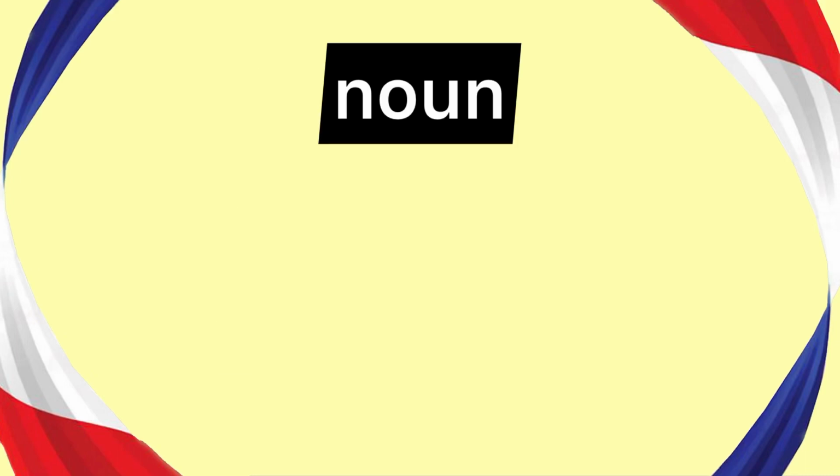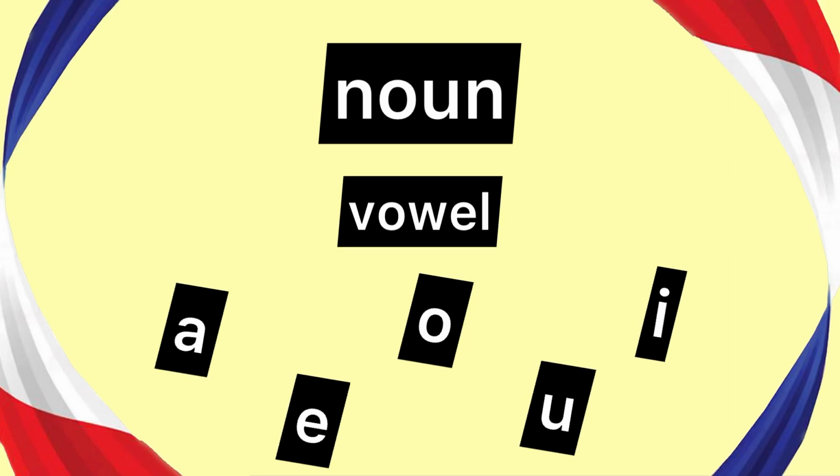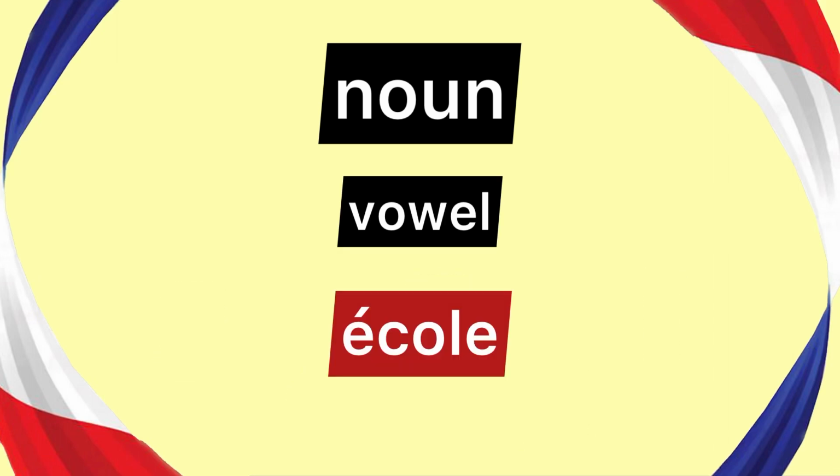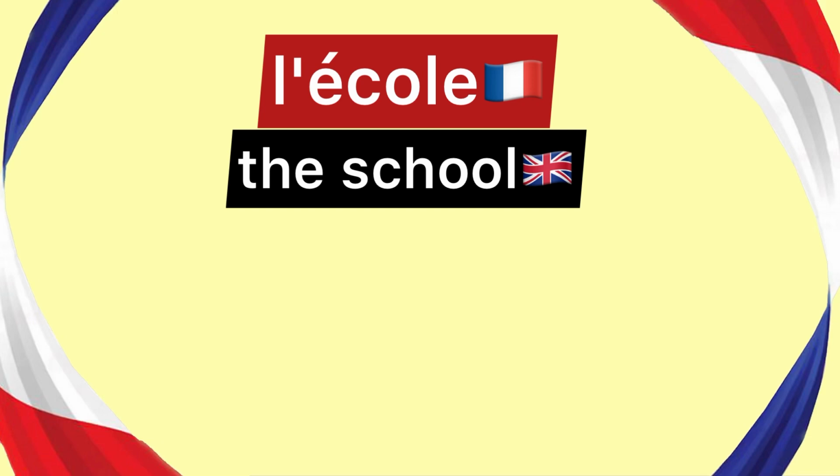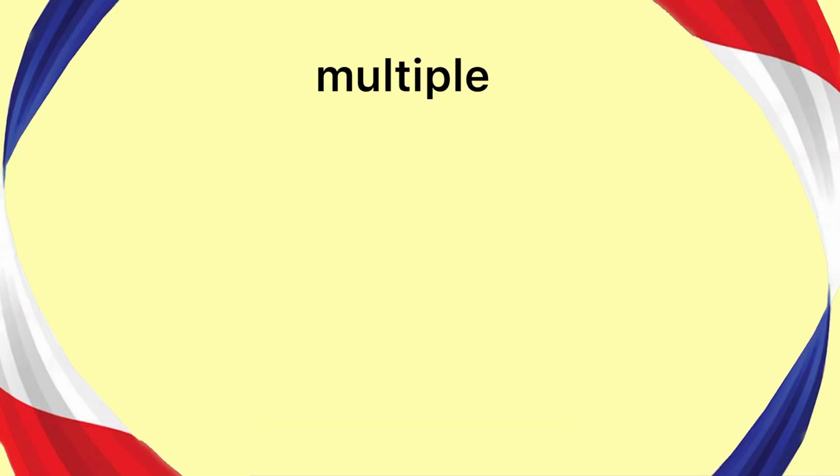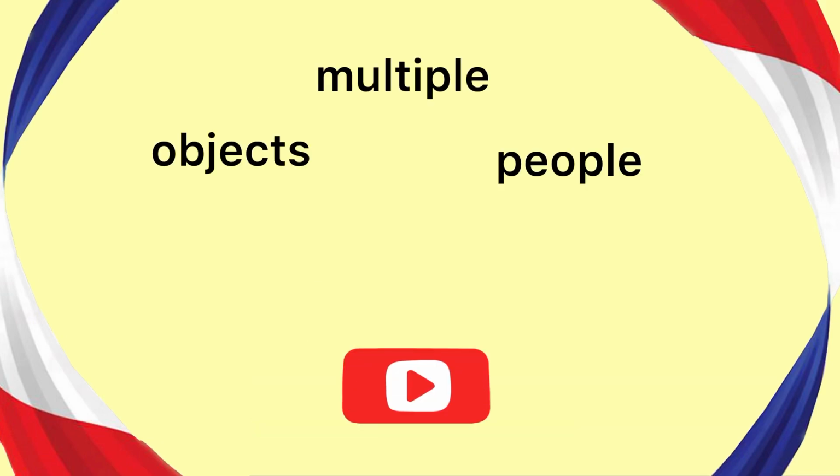What if the noun we are talking about starts with a vowel, like école? In these cases, we omit the e or a and we use l' instead. For example, l'école, l'ami. When referring to multiple objects or people in French, we use les.